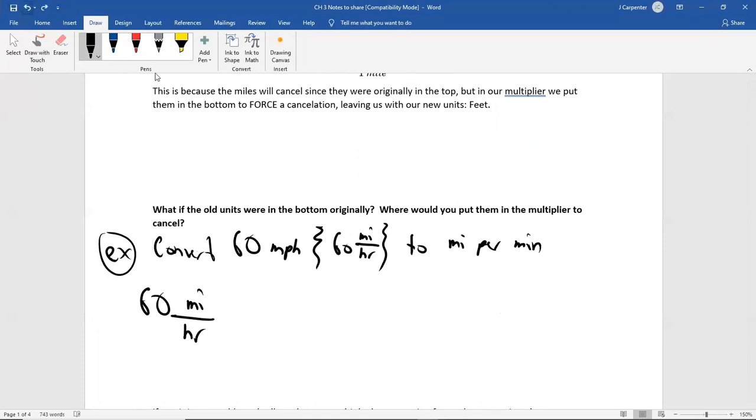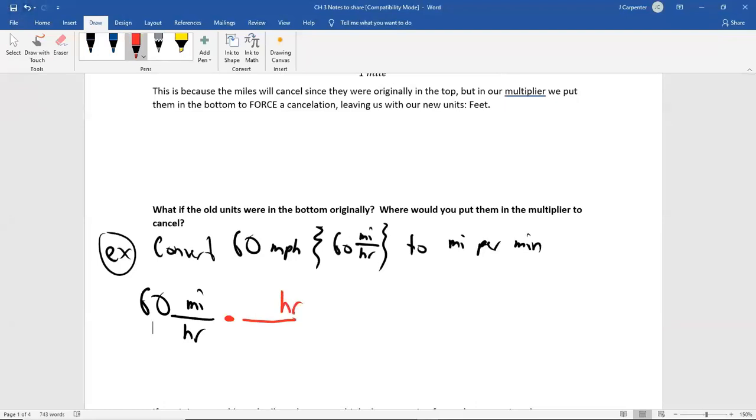And we want the hours to convert to minutes. So the hours are the old units that we've got to get rid of. The minutes are the new units that we want to be in. So we multiply by a fraction in such a way that the hours will go away and we'll be left with minutes. These hours are in the bottom originally, and the whole idea is that you want to put the units you want to go away in the opposite position. So since these hours are in the bottom, in this multiplier, they have to go in the top.